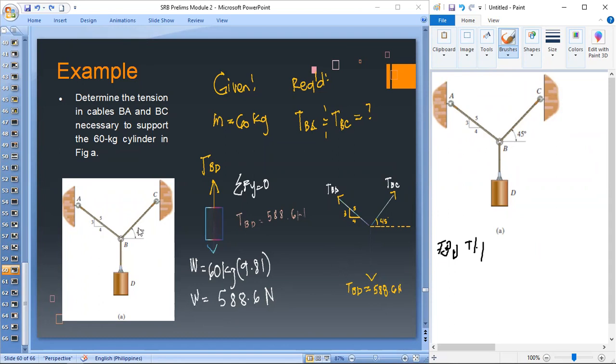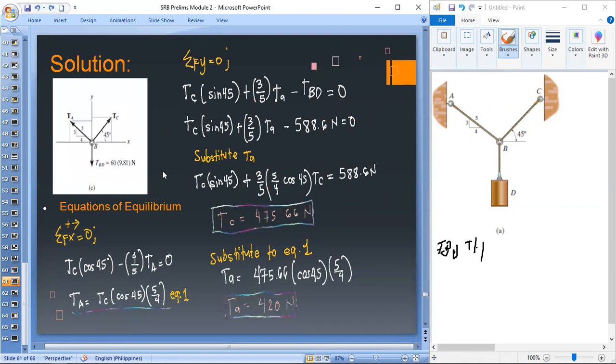Okay? Ng TBD. So, pero, ang hinahanap niya is TBA and TBC. Tension from the point B, A, and your tension at B, C, or point B, C. Okay? So, given ka naman dyan. So, free body diagram number 2 na ito. Okay? And then, ito na yun. Pagkati-ati ng free body diagram natin.